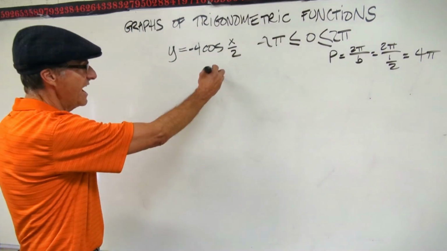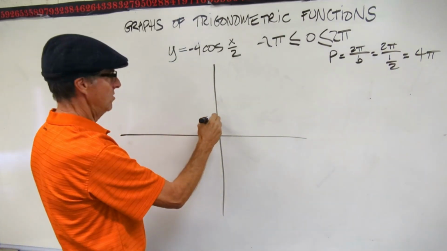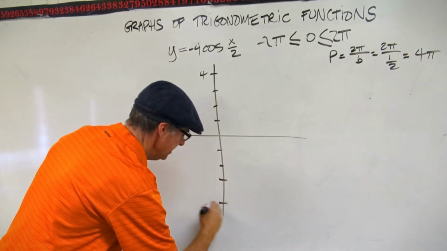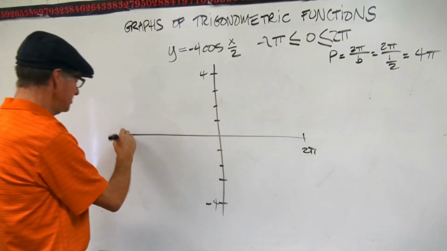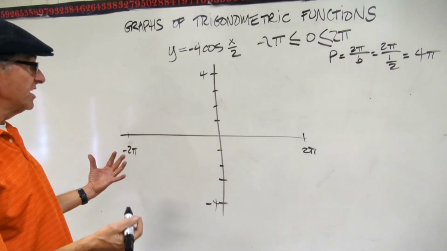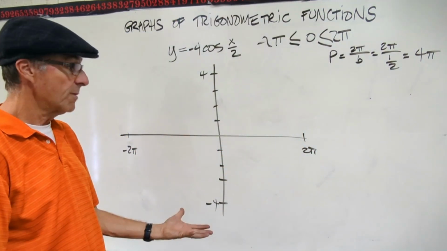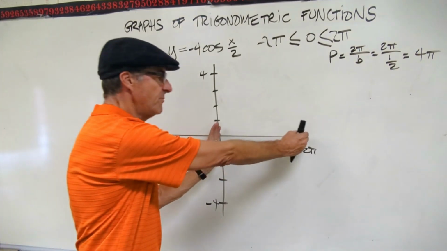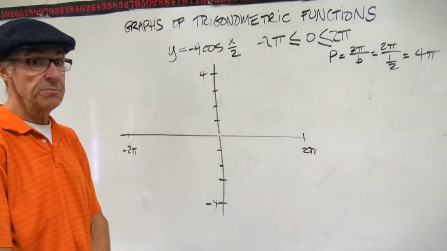So now I can make my axes like this. 1, 2, 3, 4. 1, 2, 3, -4. I'm going to 2 pi and to -2 pi. Now I'm going to get a full period from -2 pi to 2 pi because that is 4 pi, but I won't get it in the positive side and again in the negative side. It's going to take the whole range here to get a full period.